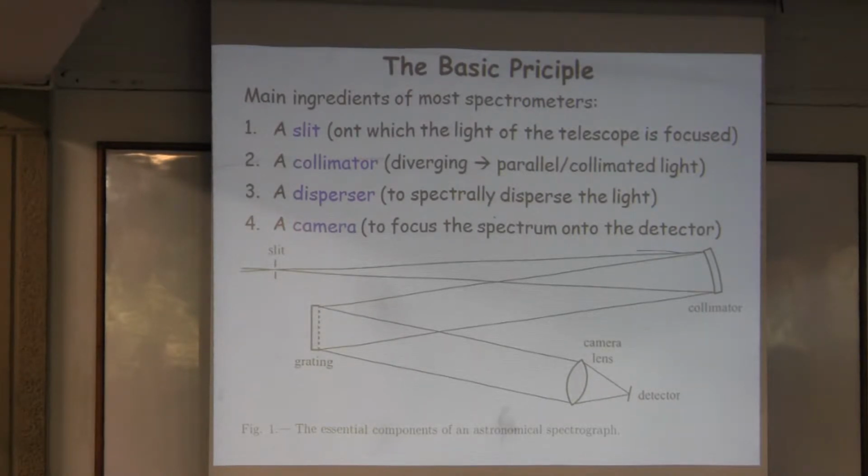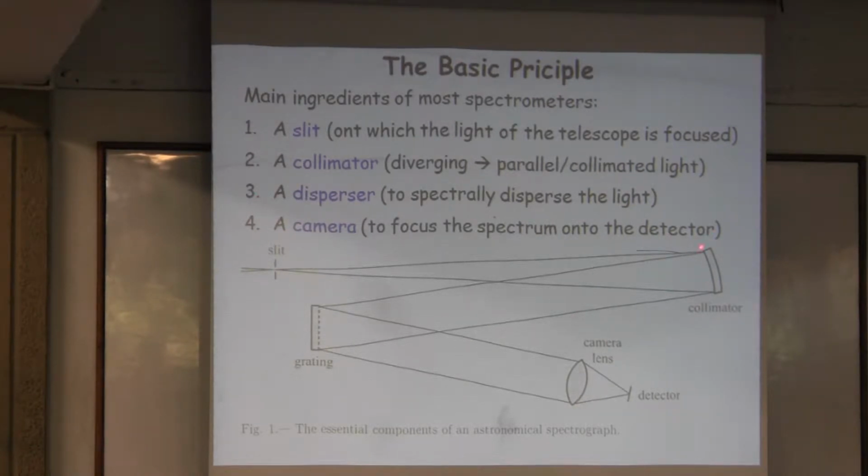And then your telescope focuses the light from the star and creates an image here. And at the focal plane of the telescope, where the image is, this is where you put the slit. And the purpose of the slit simply is to select a small part of the image.